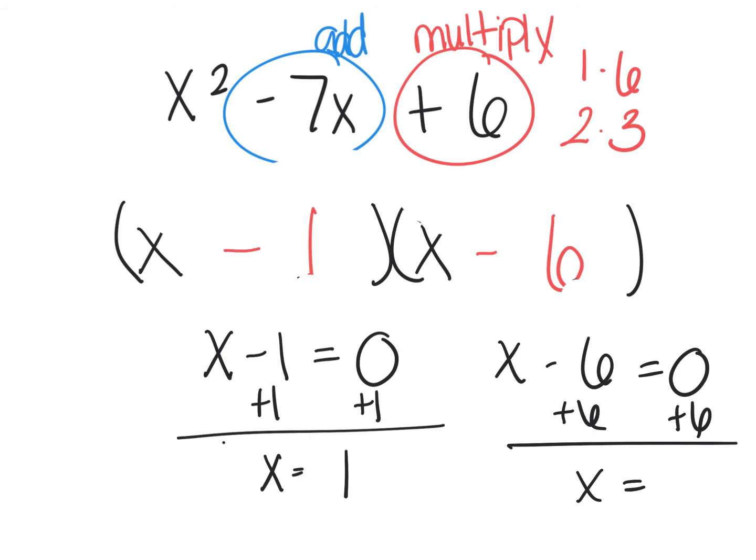X is equal to 6. Okay, so your two zeros that are on the graph, whenever you put it in Desmos, if you need to, are going to be positive 1, positive 6, and then we can see algebraically here that x is equal to 1 and x is equal to 6. Okay, and we have a couple more to go through.